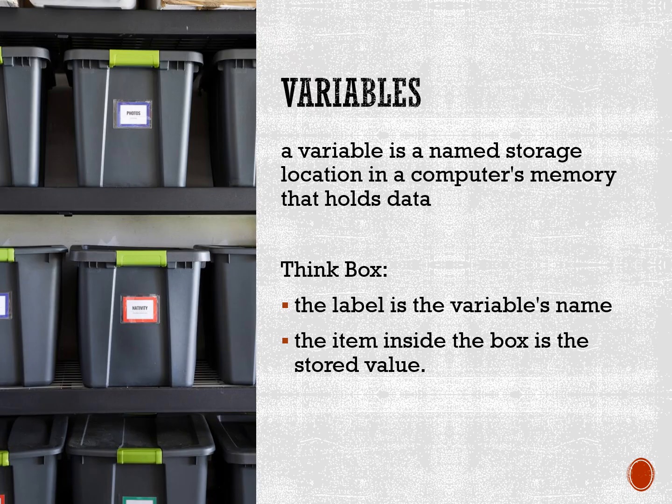A variable is a named storage location that can hold data. Think of all of the plastic bins in your garage. Each one of the bins has a label on it, and if you open up the bin, it probably has all of your valuable treasures inside of it. You can think of the label on the box as the name of the variable, and you can think of the items inside of it as the values that are actually being stored.